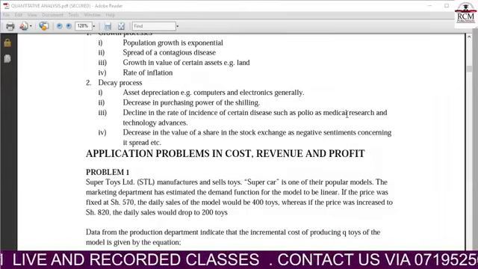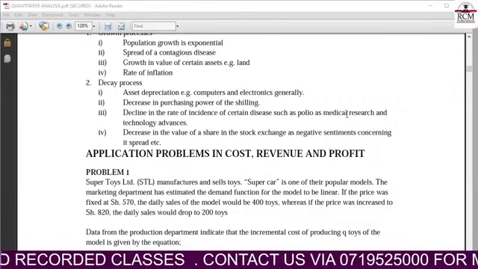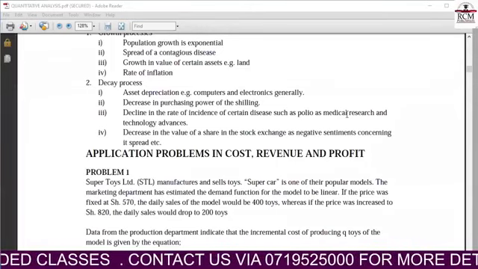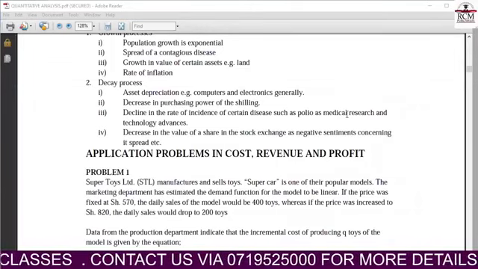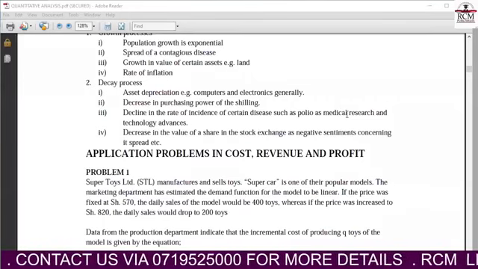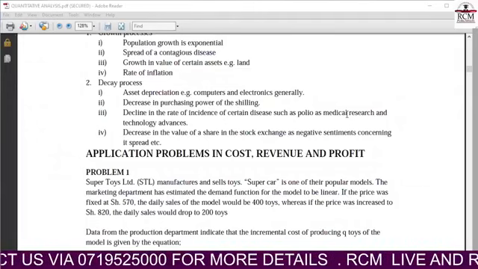Whereas if the price was increased to shillings 820, the daily sales would drop to 200 toys. Data from the production department indicates that the incremental cost of producing Q toys of the model is given by that equation.